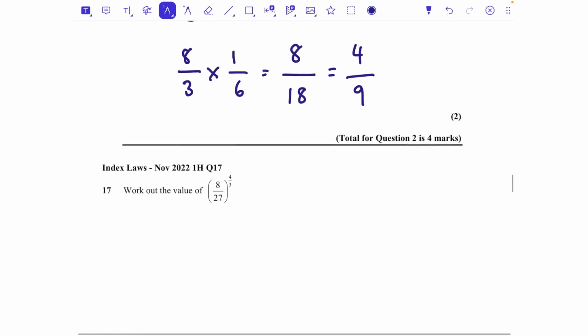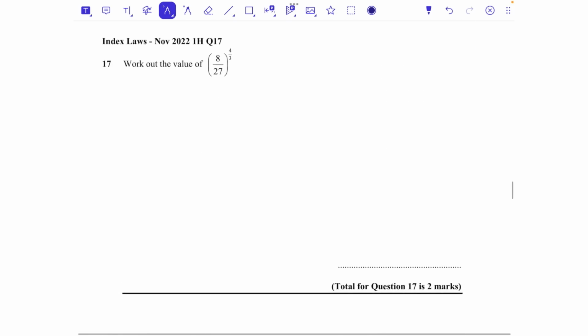marks there. Question number 17, work out the value of 8 over 27 to the power of 4/3. Now this topic is index laws. I've also put a whole video up on my YouTube on this, so you can watch a whole video. I've made a booklet with lots of questions going through of this type if you find this difficult.